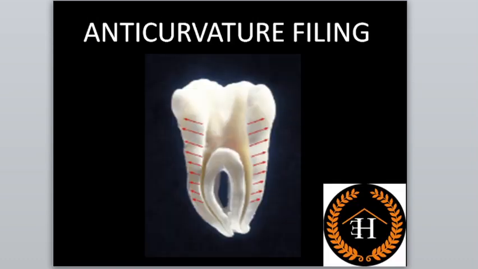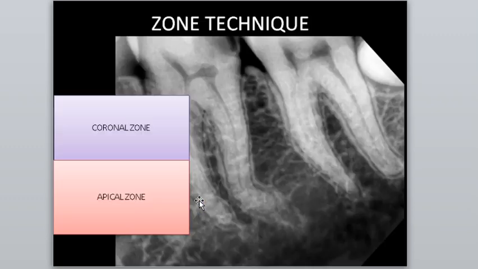Take your time. In anti-curvature filing, as you can see, you try to file only this particular surface of the tooth. You do not try to instrument this wall of the tooth. You only try and instrument this surface of the tooth. So the most important technique in management of curved canal is a zone technique, wherein you divide. First prepare the coronal zone, coronal 1/3, middle 1/3, and then you take care of the apical 1/3. Basically a crown down technique.